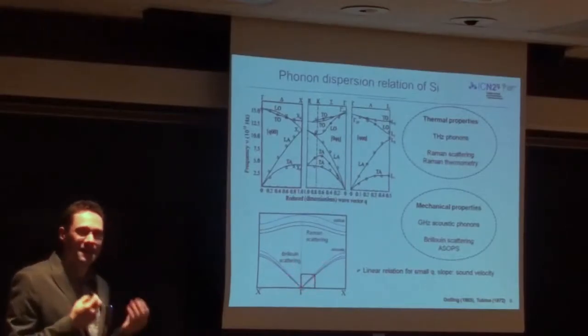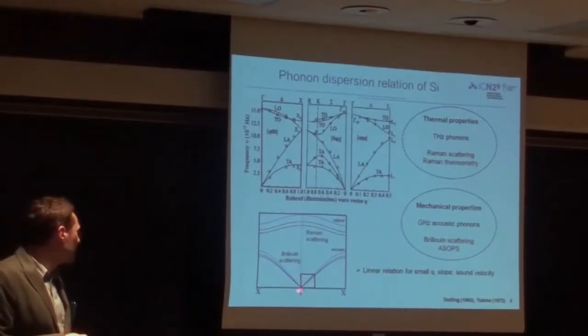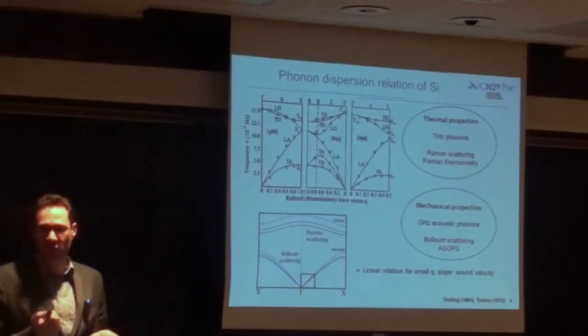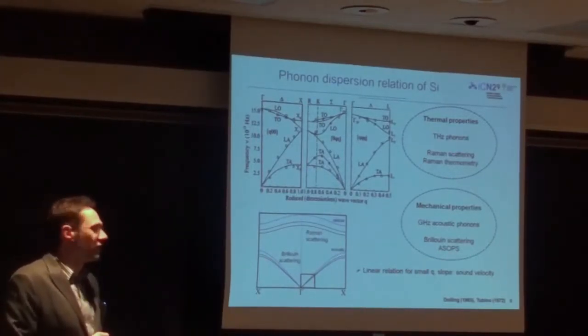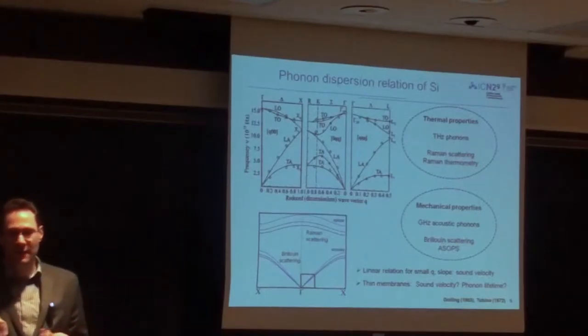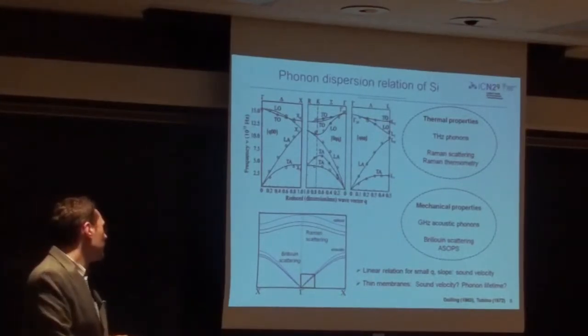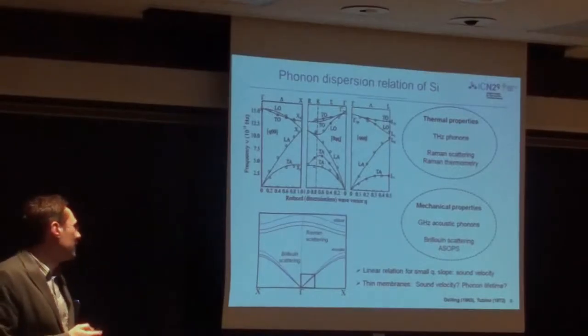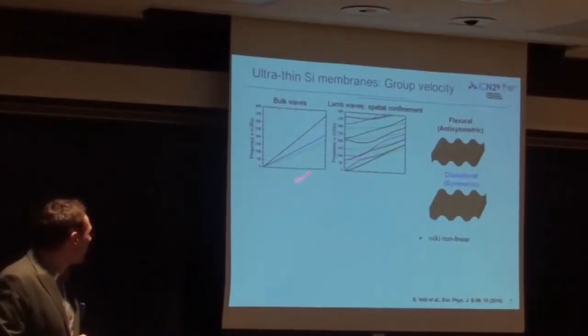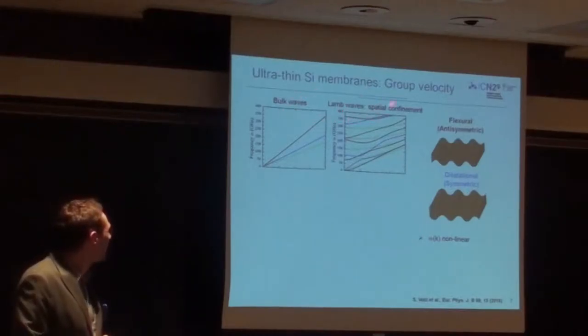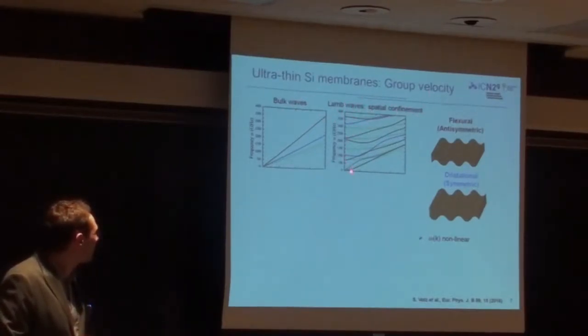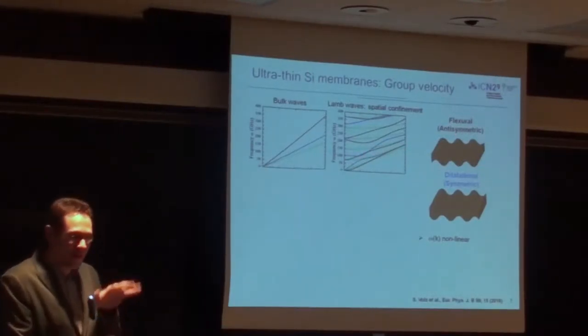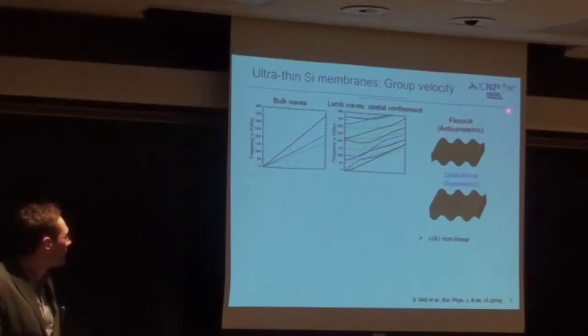So if you look now at the center of the Brillouin zone, you will see that there's usually a linear relation for small wave vectors, and the slope gives you the sound velocity. So the question that I would like to address is, what happens if we go to very thin membranes? What happens to the sound velocity? What happens to the phonon lifetimes? So the bulk waves that we know in the bulk case basically turn into Lamb waves due to the spatial confinement. And what you can see here is different kinds of modes which give you an out-of-plane displacement. There are the flexural modes, which are antisymmetric, and the dilatational modes, which are symmetric, here indicated in red and in blue.